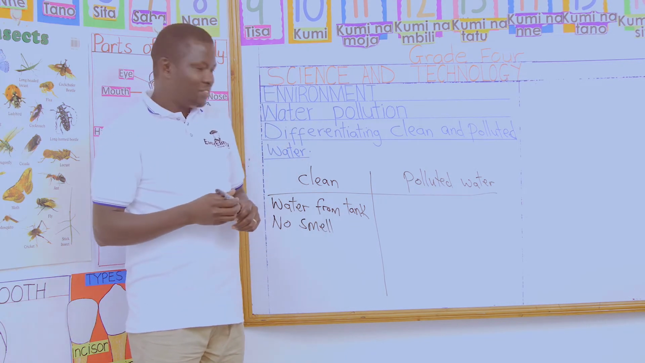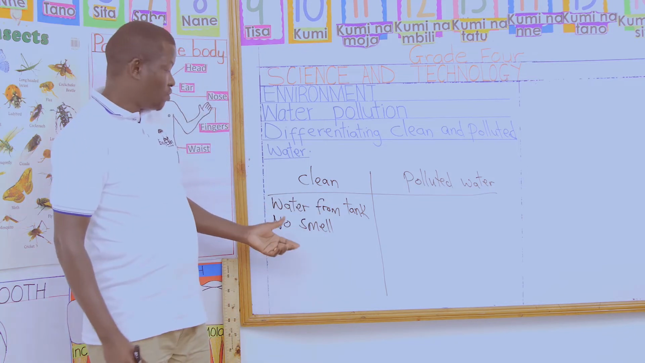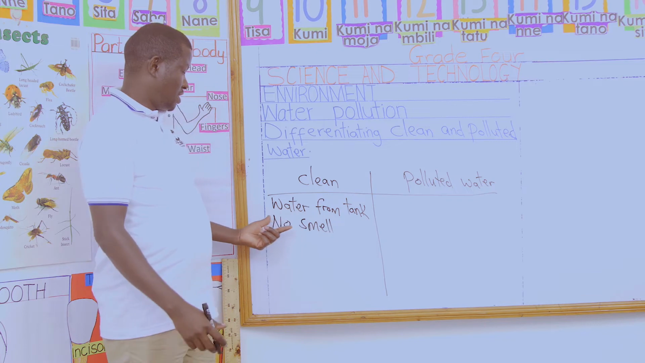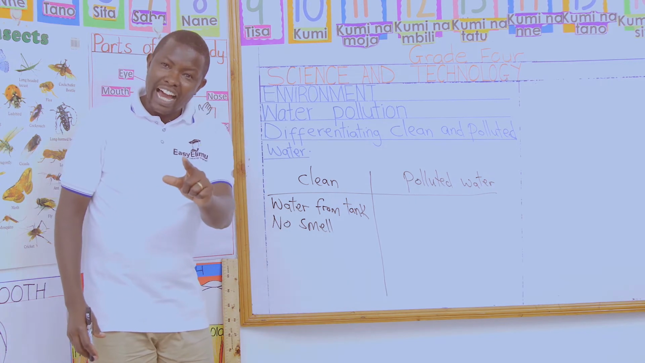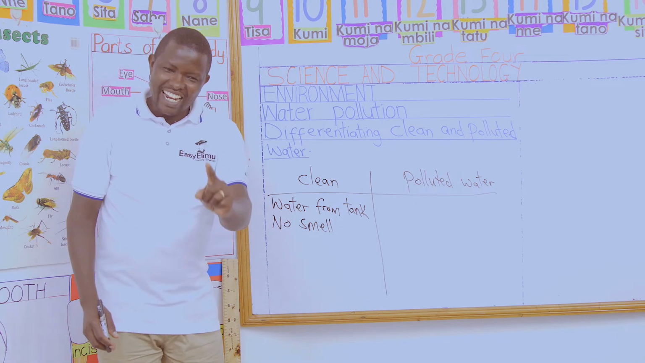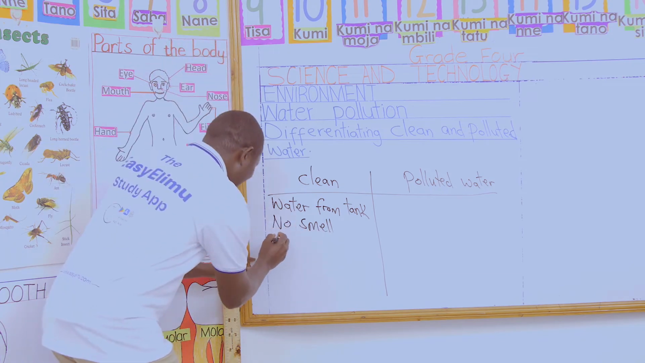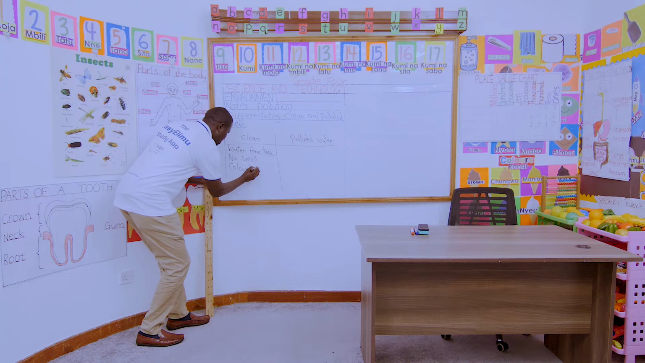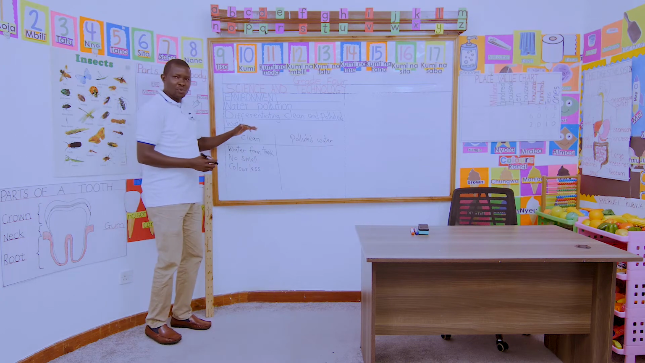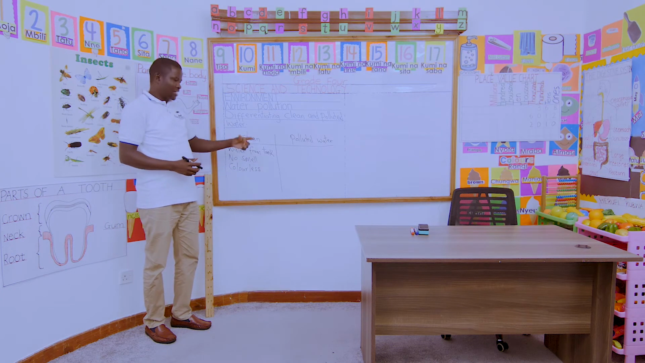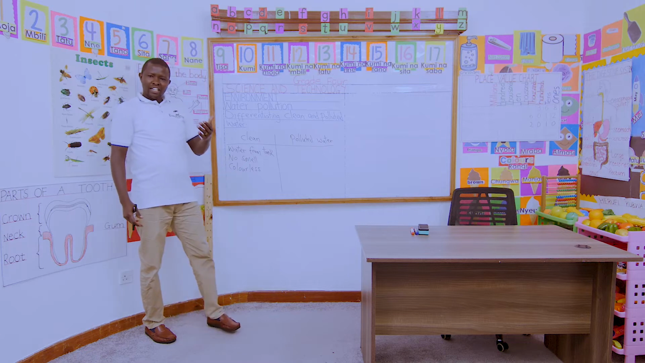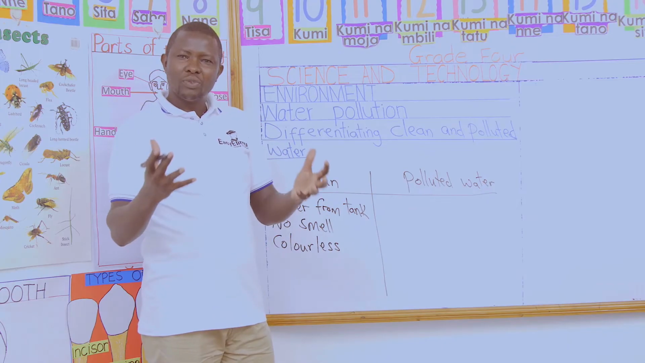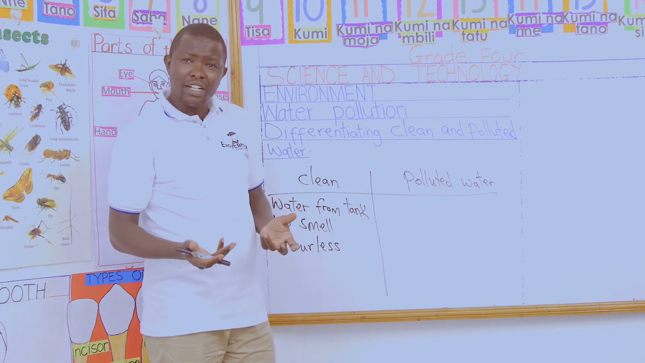And you, John, from the same tank. Water from that tank, we are saying it was clean because it had no smell. The color of that water was colorless. That is correct. The water was colorless. So we say this water from the tank was clean. In your group, John, what water did you see was polluted?